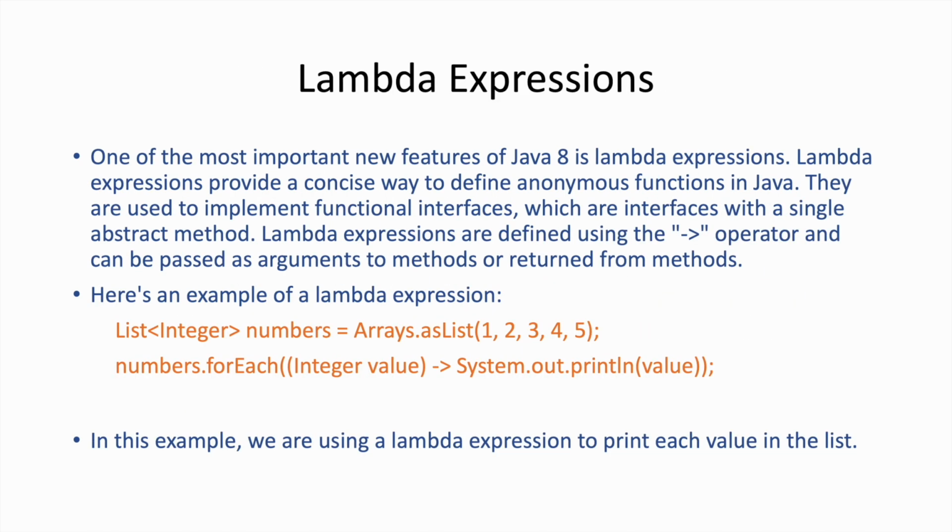Let's start with the first feature of Java 8, that is Lambda Expressions. One of the most important new features of Java 8 is Lambda Expressions. Lambda Expressions provide a concise way to define anonymous functions in Java. They are used to implement functional interfaces, which are interfaces with a single abstract method. Lambda Expressions are defined using the arrow operator and can be passed as arguments to methods or returned from methods. Here's an example of a Lambda expression. In this example, we are using a Lambda expression to print each value in the list.